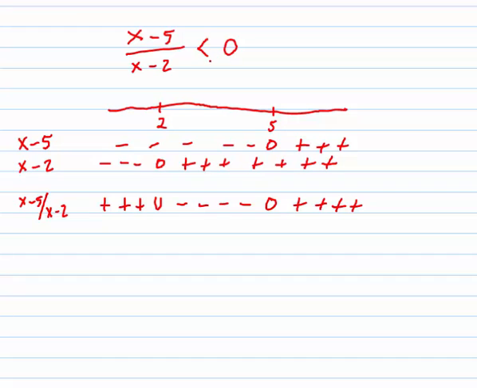We want it to be less than 0. So undefined isn't included, so it goes from 2 to 5. And we want it less than 0, so that's not included as well. So from 2 to 5, and graphically, we have it like this. This region right in here.